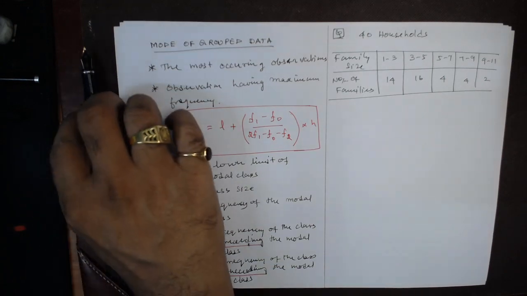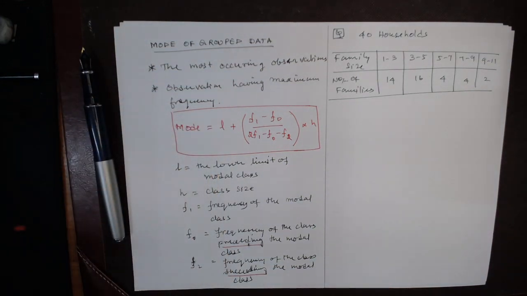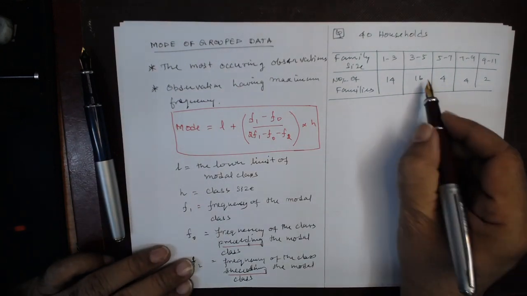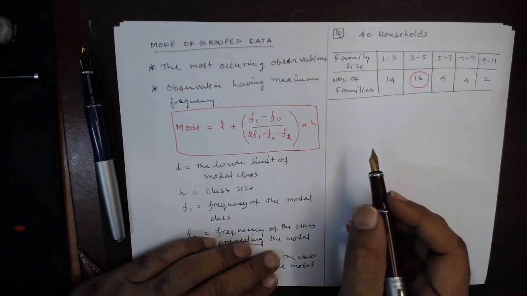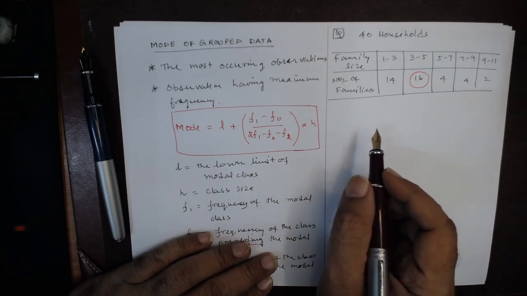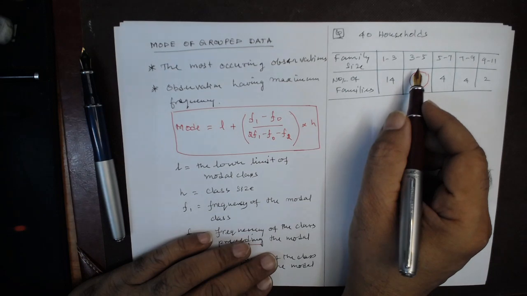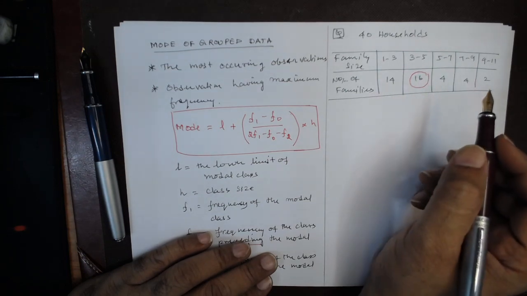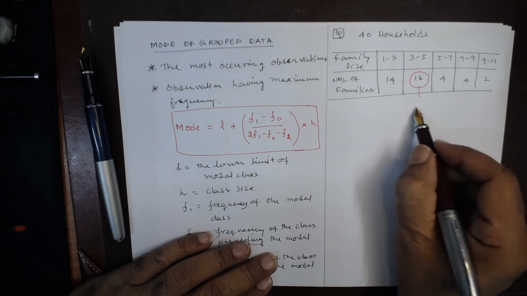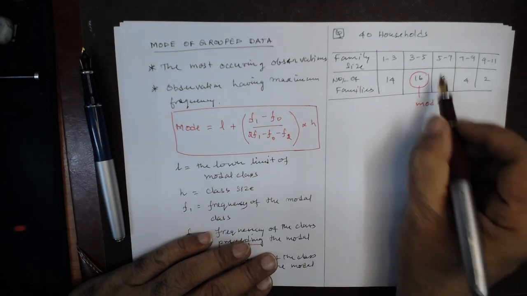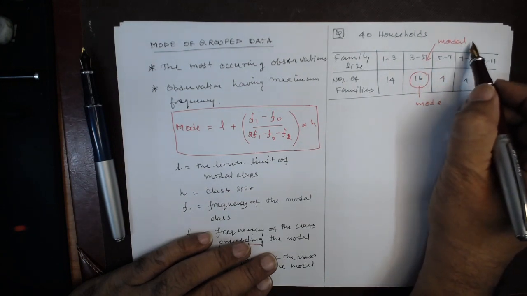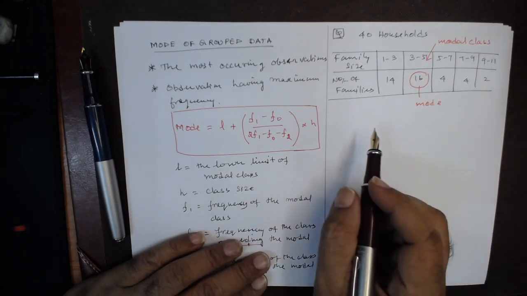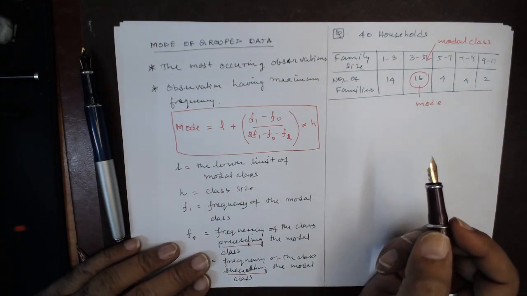Now identify the maximum class frequency. Which is the maximum class frequency? 14, 16, 4, 4, 2. So this is the maximum frequency. Are you able to follow? So the class corresponding to the maximum frequency is 3 to 5, and this is called the modal class. Do you understand this? That is 3 to 5.